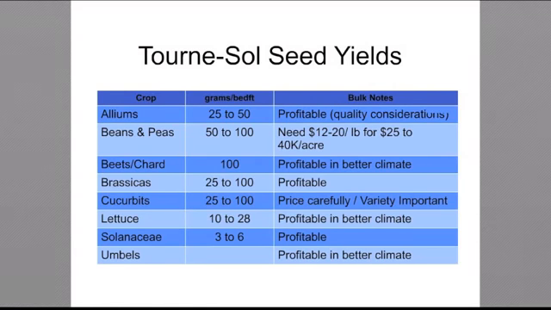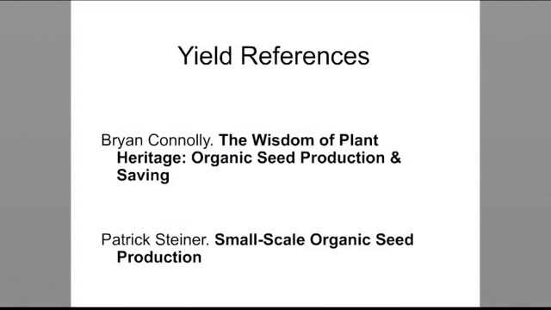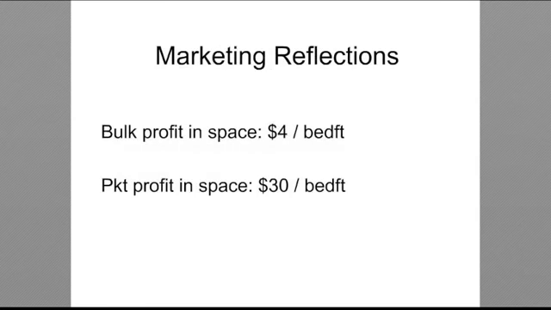Now, there are a couple of references that I've found that do list a lot of yields. One is by Brian Connolly in The Wisdom of Plant Heritage: Organic Seed Production and Saving, and the other is Patrick Steiner, who's on this webinar, Small Scale Organic Seed Production. Both of those references have a number of different yields. Again, these are specific to the growers being referenced, but they're a good starting point for this kind of analysis.